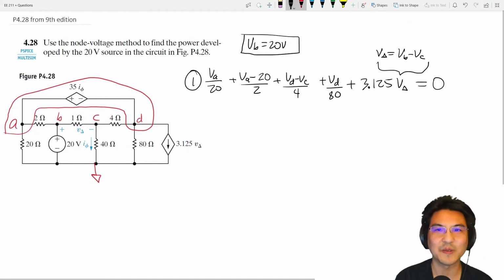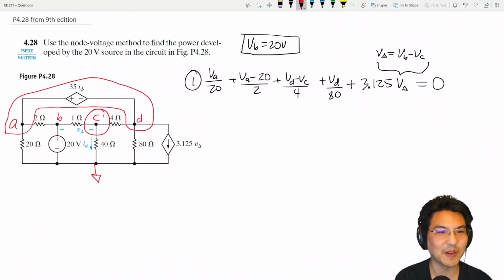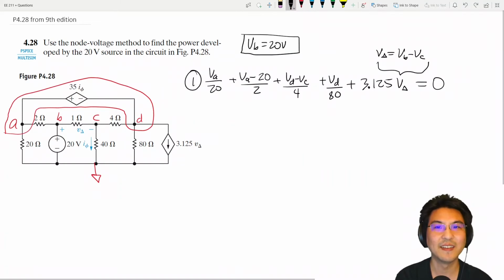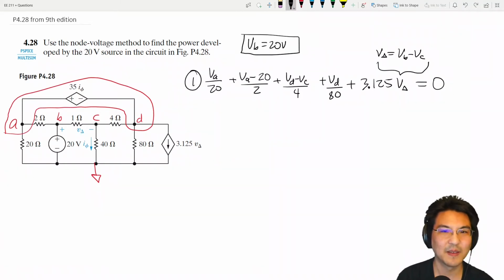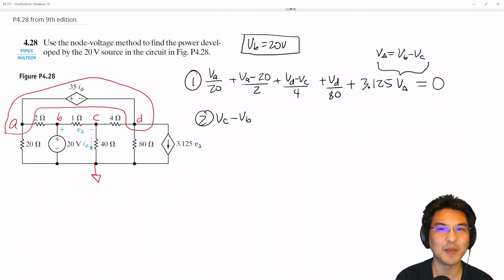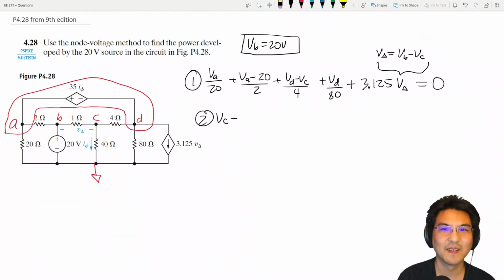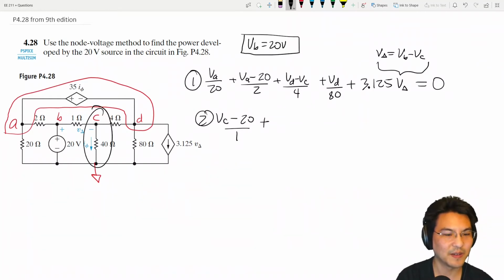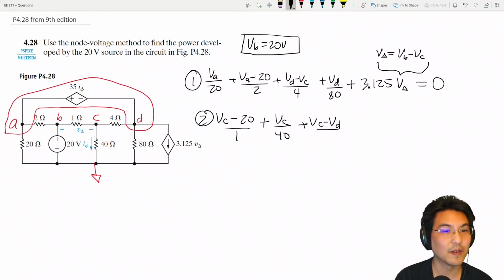What other essential nodes? I got this one over here. So I'm going to write KCL for node C. So let me go this way. VC minus VB. Oh, okay. VB is 20, right? So VC minus 20 over 1 plus, over here, VC over 40. Then over here, VC minus VD over 4.